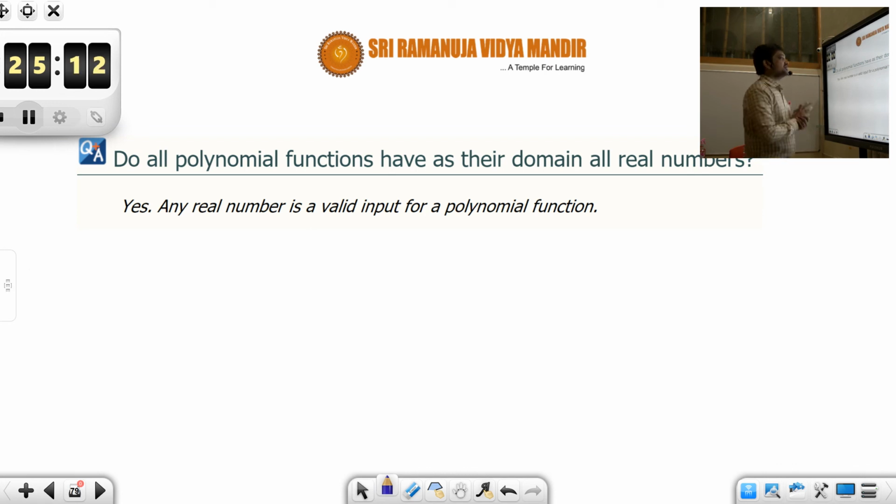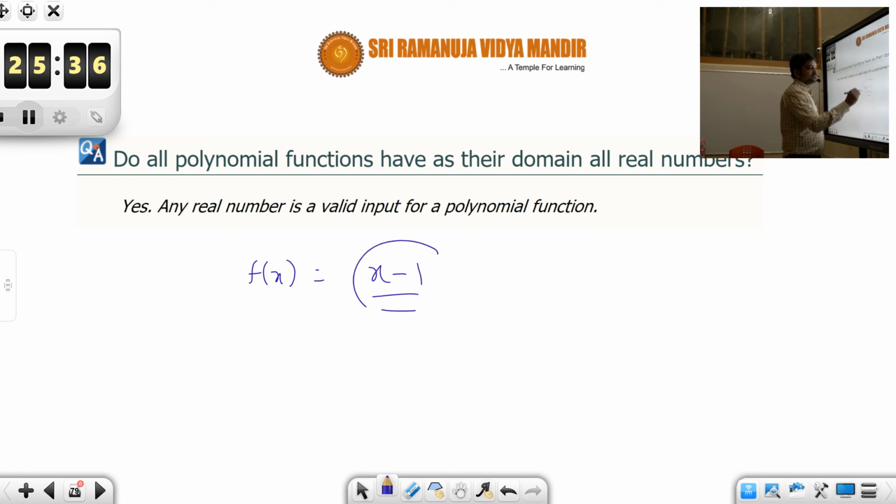Now, do all polynomial functions have as their domain all real numbers? So what did we discuss about domain? Domain means the set of all values for which the function is defined. If we look at any expression like f of x is equal to x minus 1, here we can see that if you substitute any value of x, x minus 1 is defined. Put x is equal to 1, we will be getting 0.